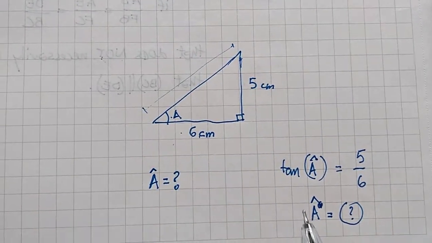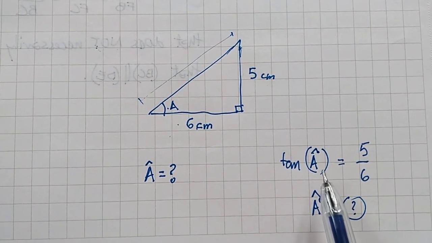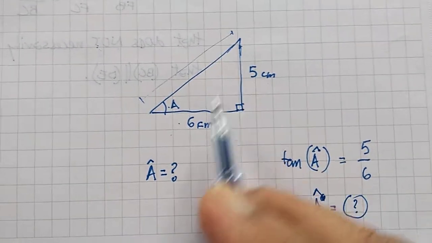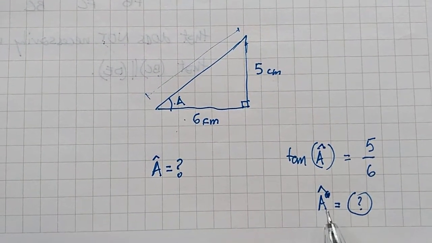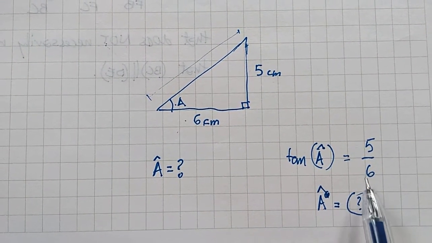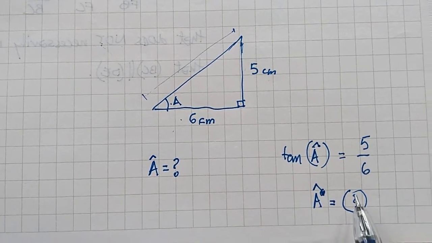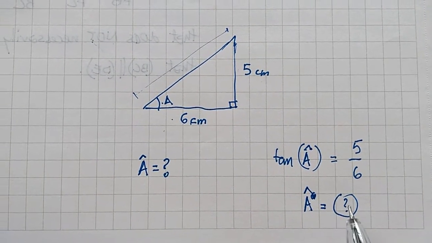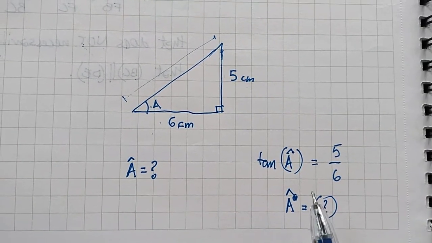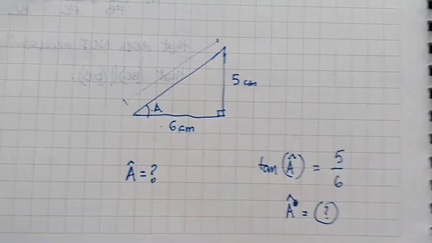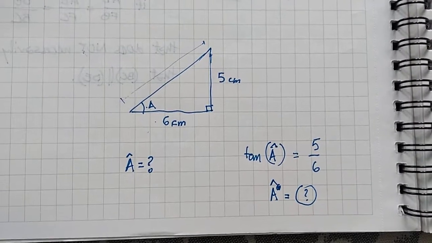Sorry, I wasn't focusing, but here it is. Tan of A is 5 over 6 here. So what is A equal to? Here we know this side, but we don't know the angle. This your calculator can do. We will look at it in the next video, and then we can continue with problems in the book.